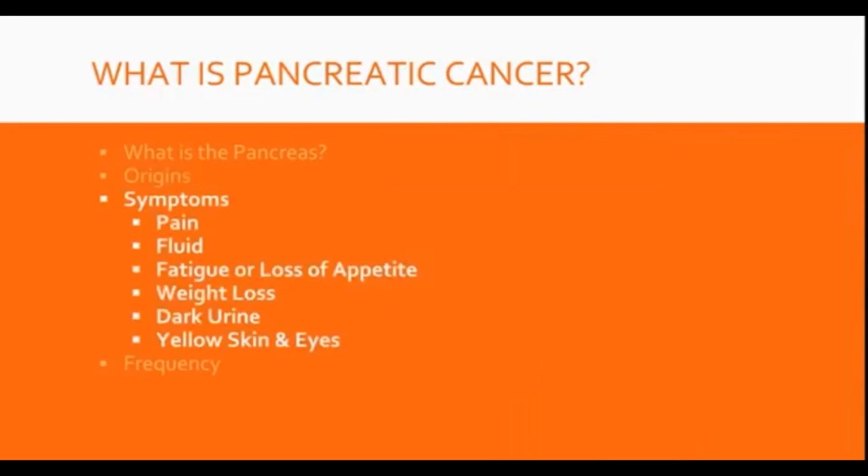But overall, the symptoms for pancreatic cancer seem to be the same for most patients. There is pain, especially in the abdomen or the middle back. Patients start seeing the buildup of fluid in their abdomen. They start feeling nauseous. There's also fatigue throughout the entire body and a loss of appetite. And there is the production of dark urine, weight loss, and yellowing of skin and eyes.